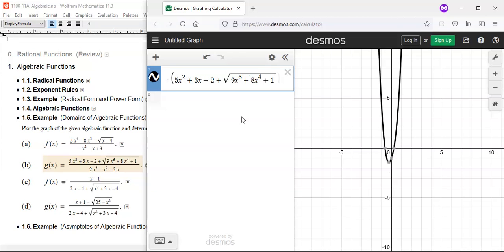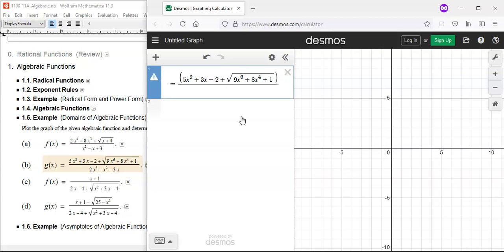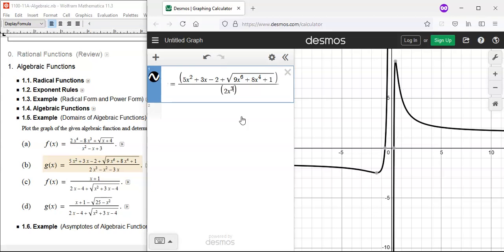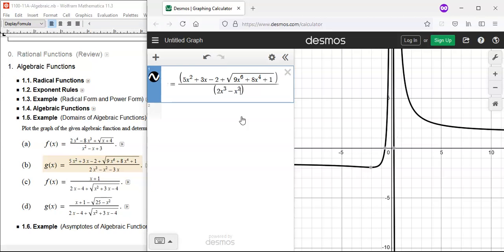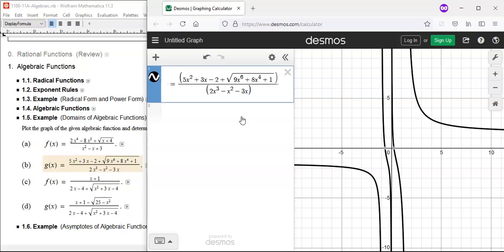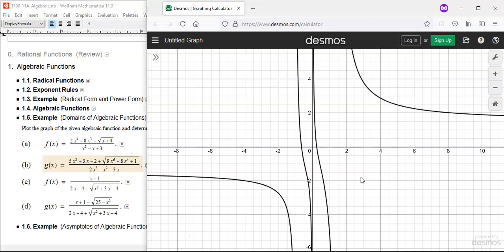Get out and close parenthesis, go to the denominator, parenthesis open, 2x cubed minus x squared minus 3x. Okay, all right. I guess I got everything correctly here. Please check. Okay, here's a graph.